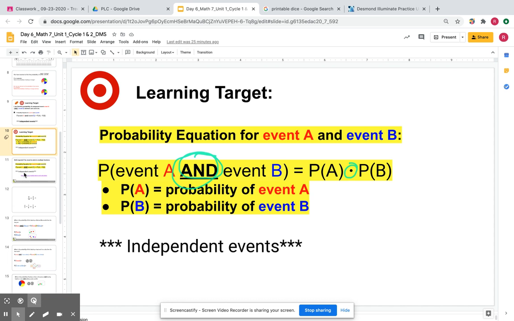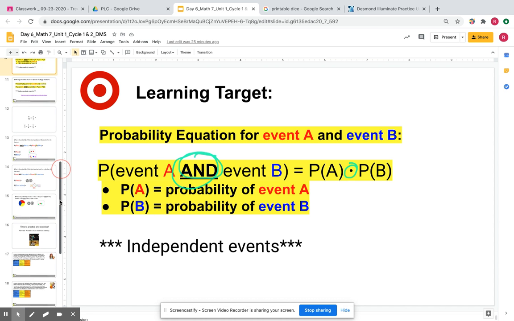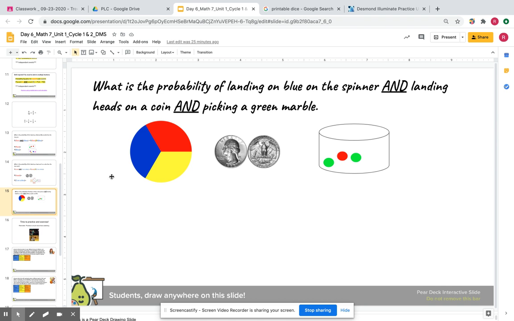So let me go ahead and move on to some examples to give you a heads up on that. This example reads, what is the probability of landing on blue on the spinner and landing heads on a coin and picking a green marble? So go ahead right now and read it to yourself and pause the video. Okay, I hope you unpaused the video and read it to yourself. Now that you read it, I hope you understand what the question is asking you, because that's the question I always ask you. What is the question asking you to find? I hope you're able to identify that.